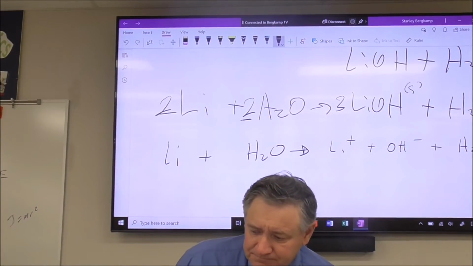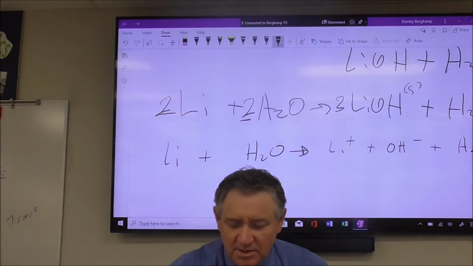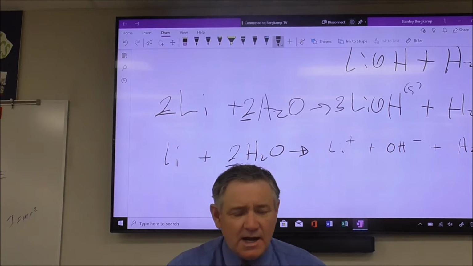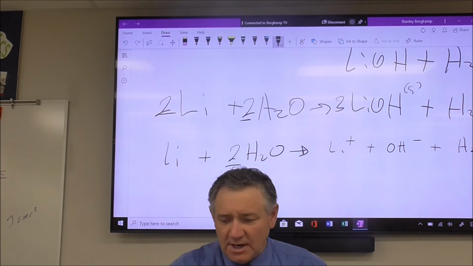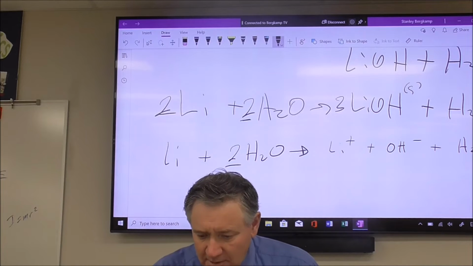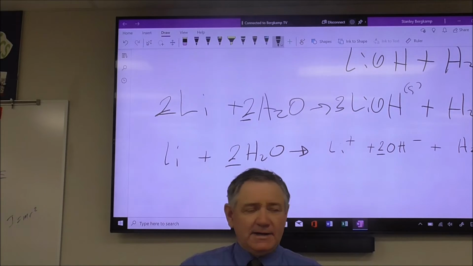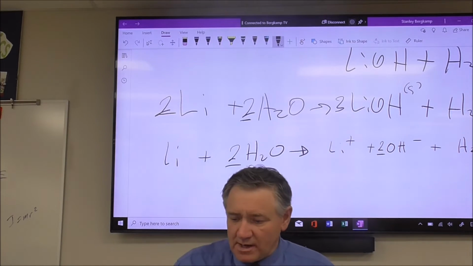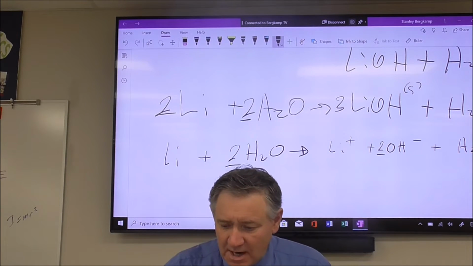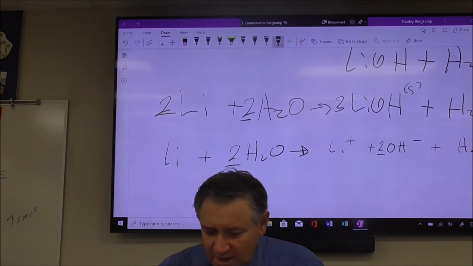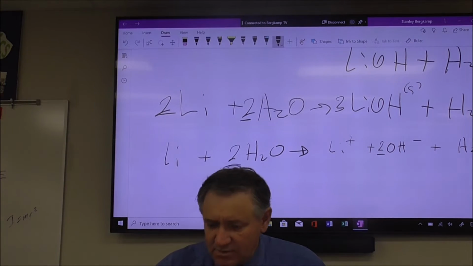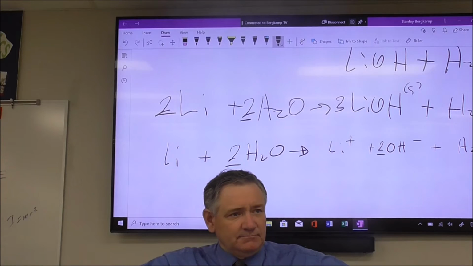Now, here's the deal. Again, it's not balanced. So here's what you're tempted to do. Go, oh, I'll put a 2 there. Now I've got 4 hydrogens. Then 2 oxygens, so I'll put a 2 over there. And now, look at this. I have 1 lithium. I have 1 lithium. I have 4 hydrogens. I have 4 hydrogens. I have 2 oxygens. I have 2 oxygens. And I'm done.